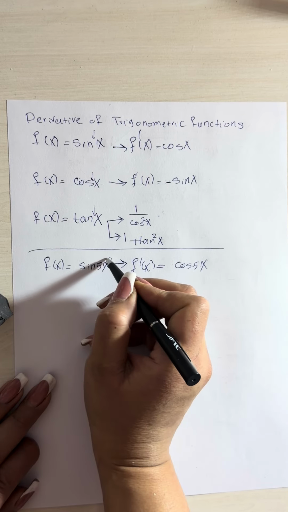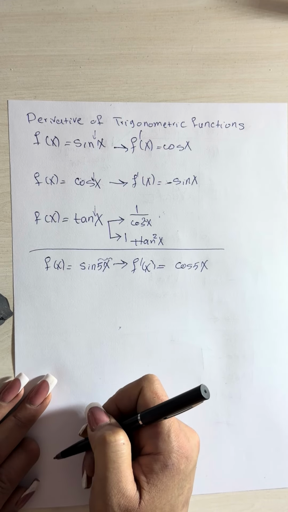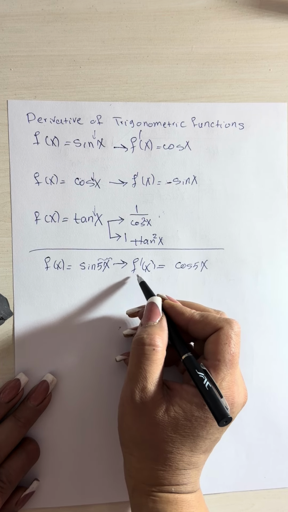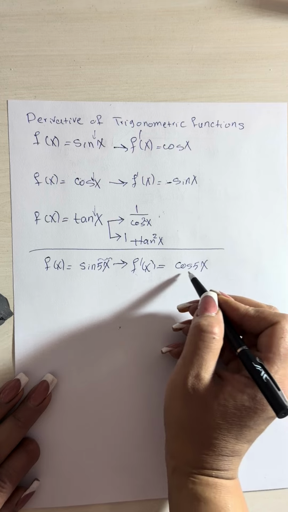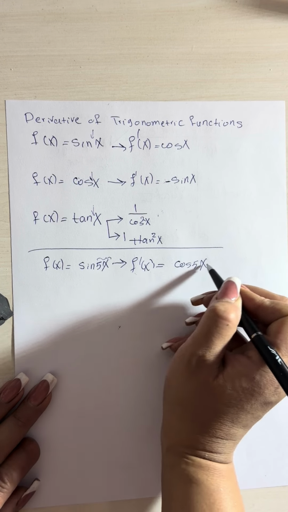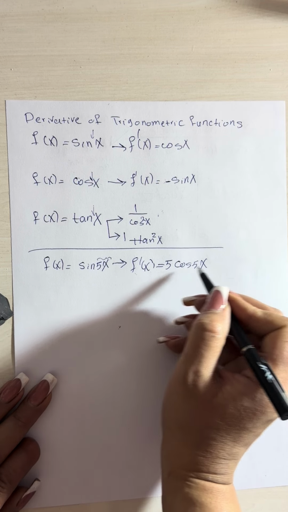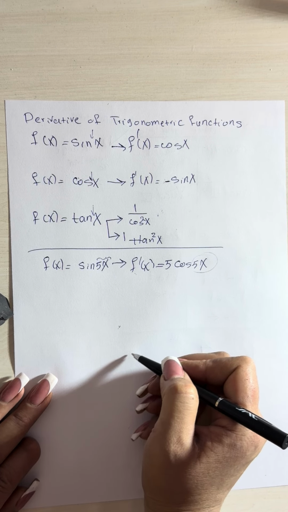Okay, what do you have inside the sine? I have 5x. What is the derivative of 5x? It is 5. So that means the derivative of sine 5x is cosine 5x times 5. Why 5? Because 5 is the derivative of 5x.